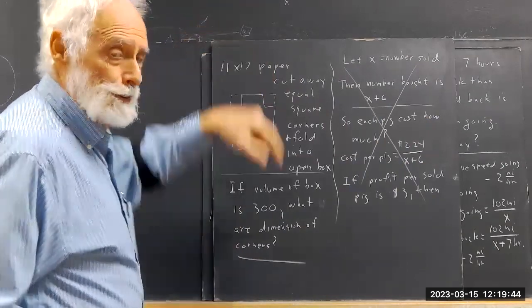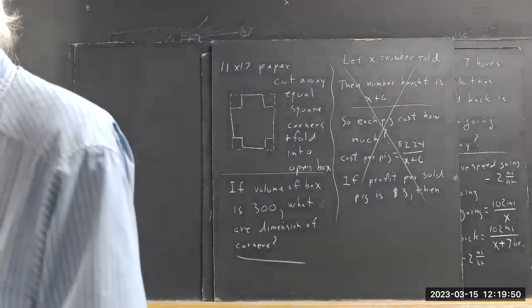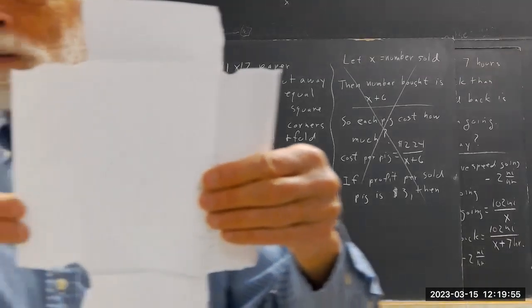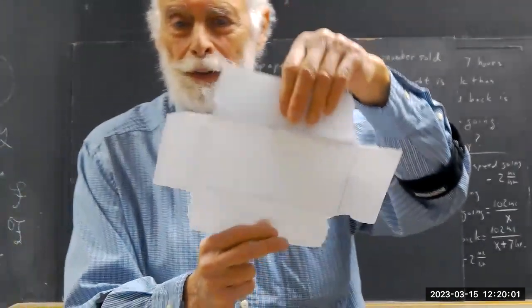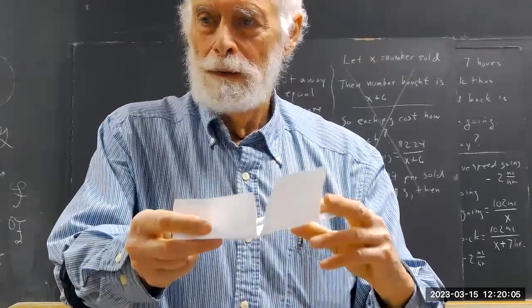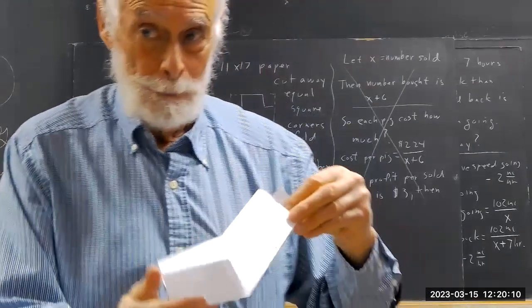We've got an 11 by 17 piece of paper. Now, this is half the size of that 11 by 17 paper, and I had to tear these off because I'm not sure where my scissors are, but we tore corners off of this thing and then we folded it up into an open box.